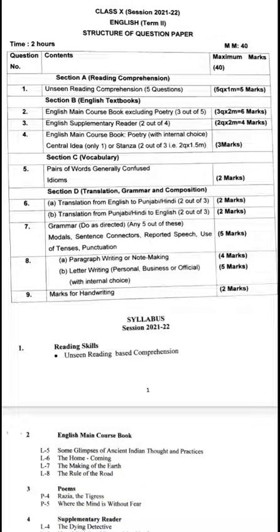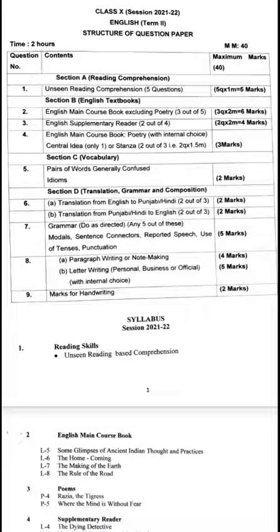Today in this video, I'll discuss the syllabus and the structure of the English question paper for class 10th for term 2. Listen very carefully. In section A, there is reading comprehension. There will be an unseen reading comprehension and there will be 5 questions. Each question will be of 1 mark. It will not be multiple choice based. You have to write the answer on your own after reading the passage and finding the answer from the passage or comprehension.